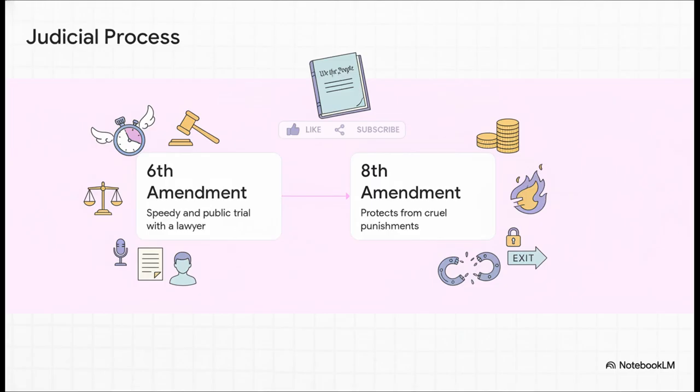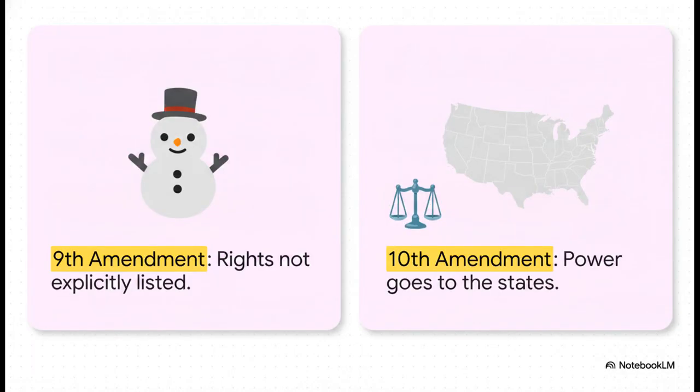It also guarantees your right to a provided lawyer if you can't afford one yourself. Then, the 8th Amendment steps in to protect citizens from cruel and unusual punishment, and it protects against excessive bail. And bail, by the way, is simply a payment people can make to go home while they wait for their trial to start.